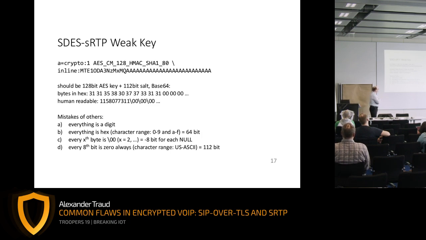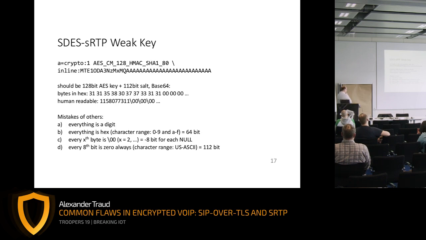And I saw that line, and actually here the whole project started, and I saw all the A's. And I thought, that can't be a random key. And I decrypted it, and then you see in the bytes in hex, it's 31, 31, 35, 38, 30. It's only 10 bytes. It should be at least 16 bytes. And all the rest is null. So something is wrong here.